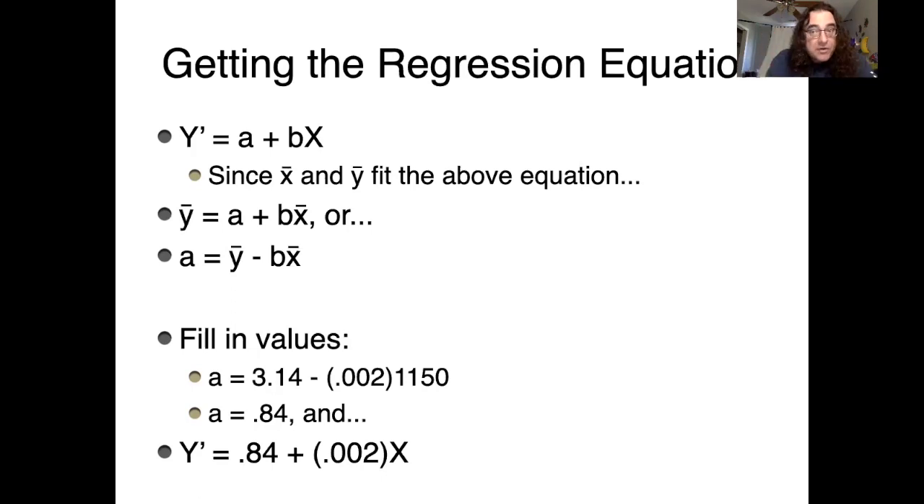Since we're after a, and everything else is known, we can rearrange this equation and say a, the y-intercept, the place where the line crosses the y-axis, is equal to the average y value minus the slope times the average x value. So this is exactly what I'm saying, all right?